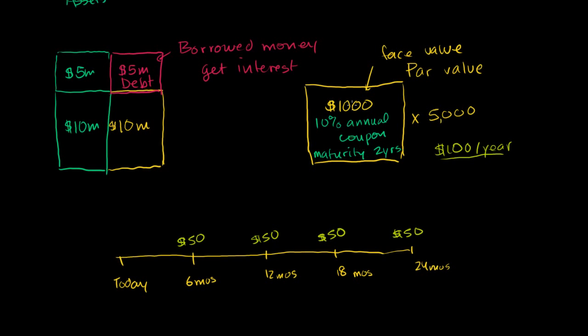And they're also going to have to pay you back the original amount of the loan. They're also going to have to pay you the $1,000. So that last payment is going to be the coupon of $50 plus the $1,000. And so you will have essentially been getting this 10% annual interest.